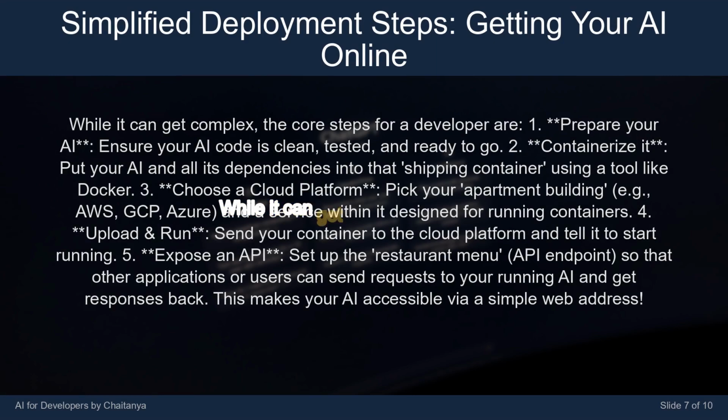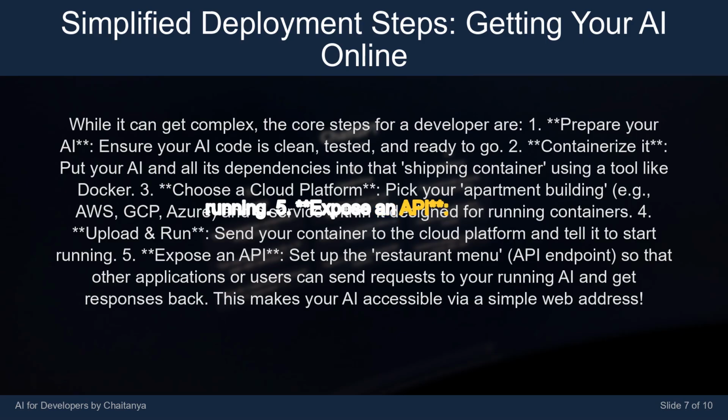While it can get complex, the core steps for a developer are: 1. Prepare your AI. Ensure your AI code is clean, tested, and ready to go. 2. Containerize it. Put your AI and all its dependencies into that shipping container using a tool like Docker. 3. Choose a cloud platform. Pick your apartment building, e.g., AWS, GCP, Azure, and a service within it designed for running containers. 4. Upload and run. Send your container to the cloud platform and tell it to start running.